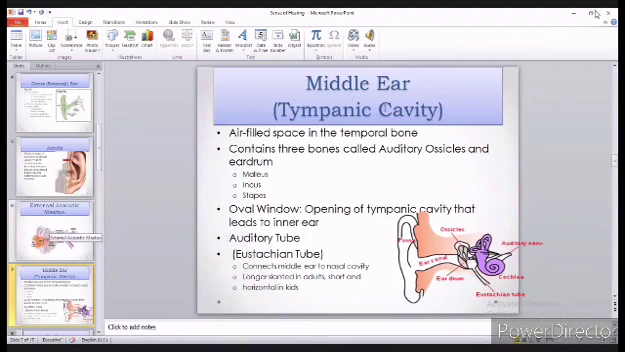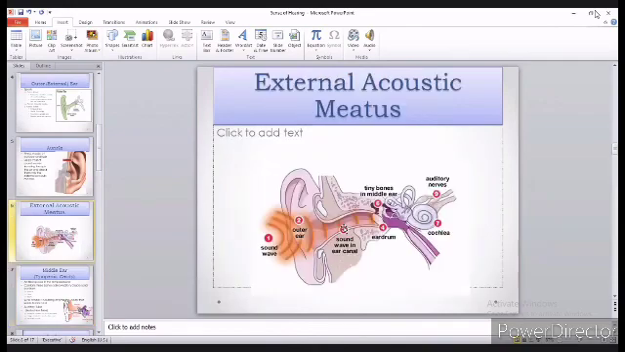The external acoustic meatus, our eardrum, our ear canal, makes up the outer ear. And in our middle ear, we have the eustachian tube, which is very important, and the three ossicles. Okay, so this is the outer ear. This is our inner ear. Sorry, the middle ear, and our outer ear.